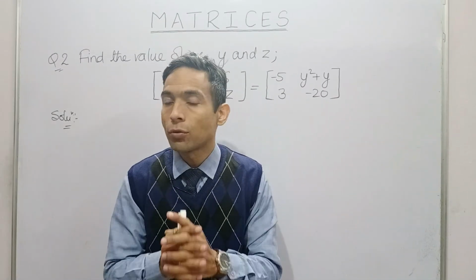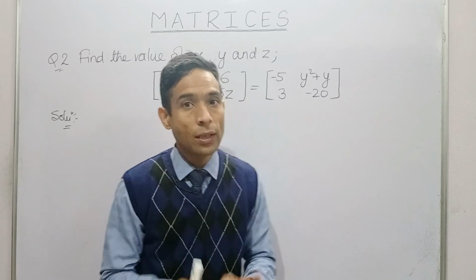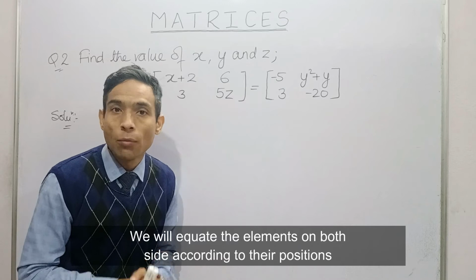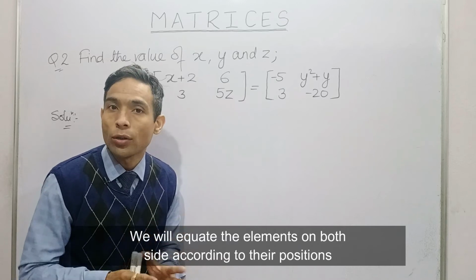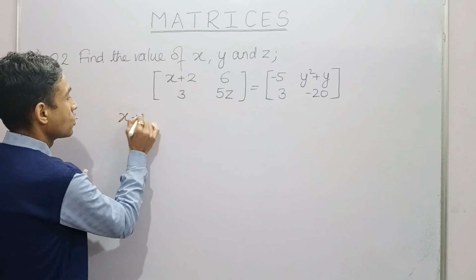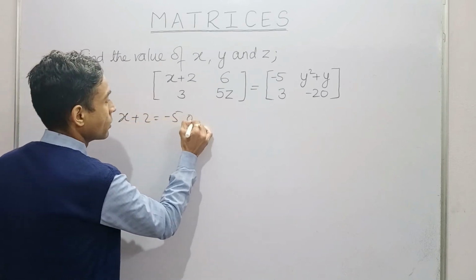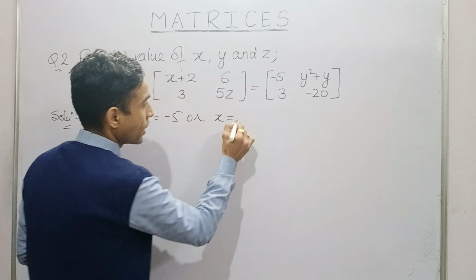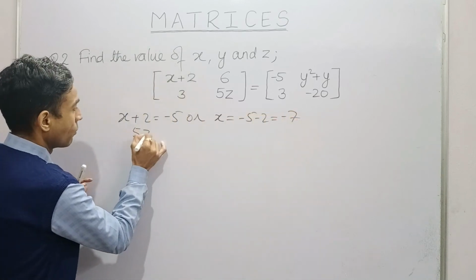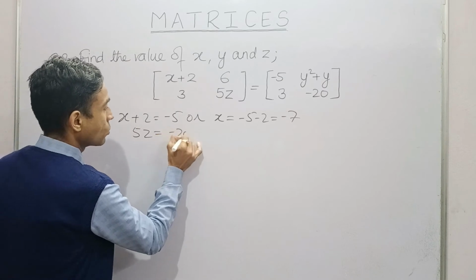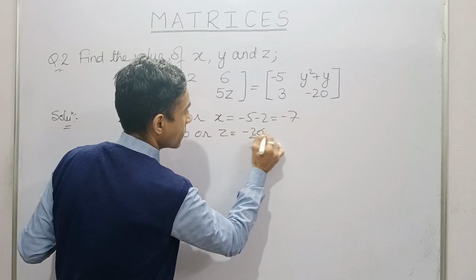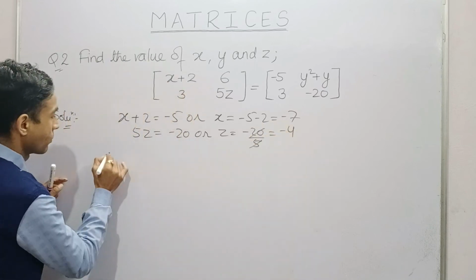In the second question, we have to find out the values of x, y and z. The matrices given are of 2 order and we have to find out the values by equating the elements according to their positions. Let's do it. So x plus 2 is equal to minus 5. So the value of x is minus 7. 5z is equal to minus 20. So the value of z is minus 4.